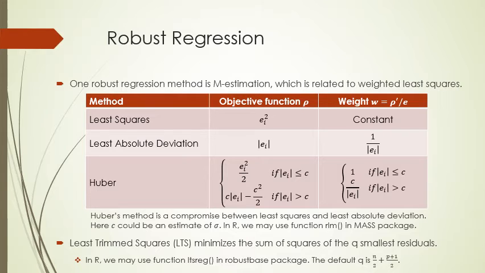Another robust regression method is the least trimmed squares method. It minimizes the sum of squares of the q smallest residuals. In R, we may use function ltsreg in the robustbase package. The default q is n over 2 plus p plus 1 over 2. The least trimmed squares method may capture the trend in the main group of data, while the M-estimation may not.